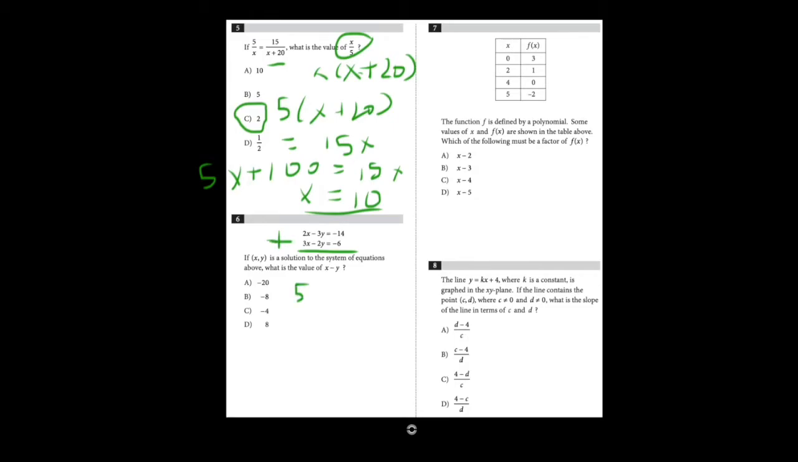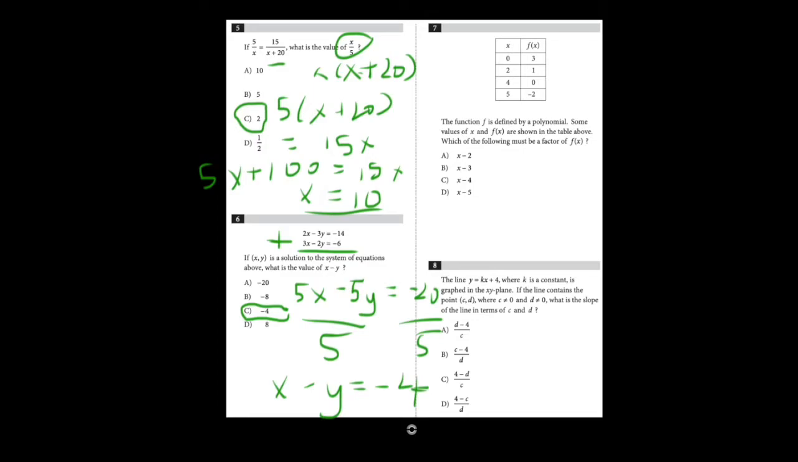We got 5x minus 5y equals negative 20. And we want to solve for x minus y. We see we've got an x minus y here. So all we got to do is divide both sides by 5, and we're left with x minus y equals negative 4, because those coefficients cancel out, right? So our answer is C.